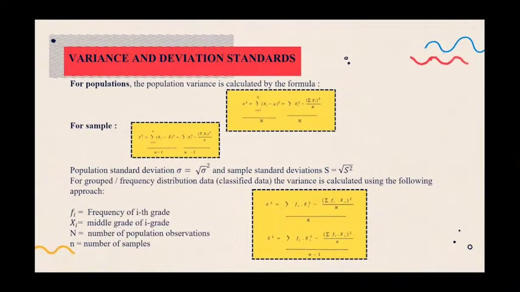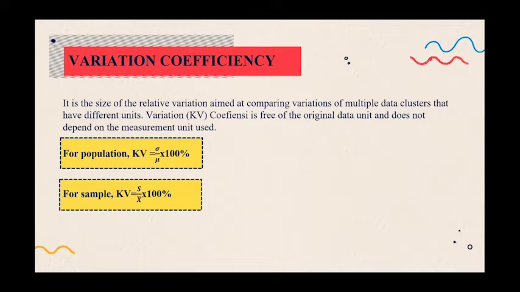Next is coefficient of variation. It is a measure of relative variation aimed at comparing variation of multiple data clusters that have different units. The coefficient of variation, or KV, is free of the original data unit and does not depend on the measuring unit used. This is the formula for population, and this is the formula for sample.